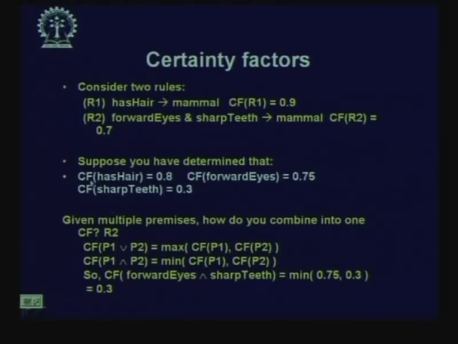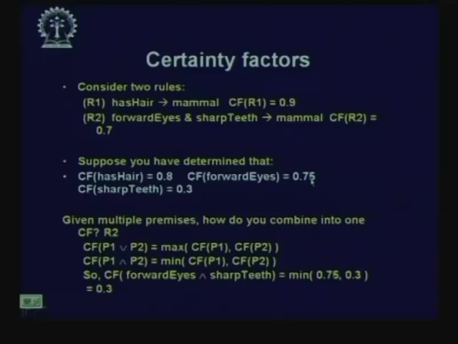Suppose from prior observations or information, we have found that the certainty factor of this antecedent, has hair, is 0.8. So, we know this antecedent not for sure, because maybe you were driving in a car and the animal just moved in front of your car, and you could only have a glimpse of that, and you have some degree of belief in what you saw. Most likely with 80% confidence you are saying that the animal that ran across had hair and also forward eyes, and that was with 0.7.